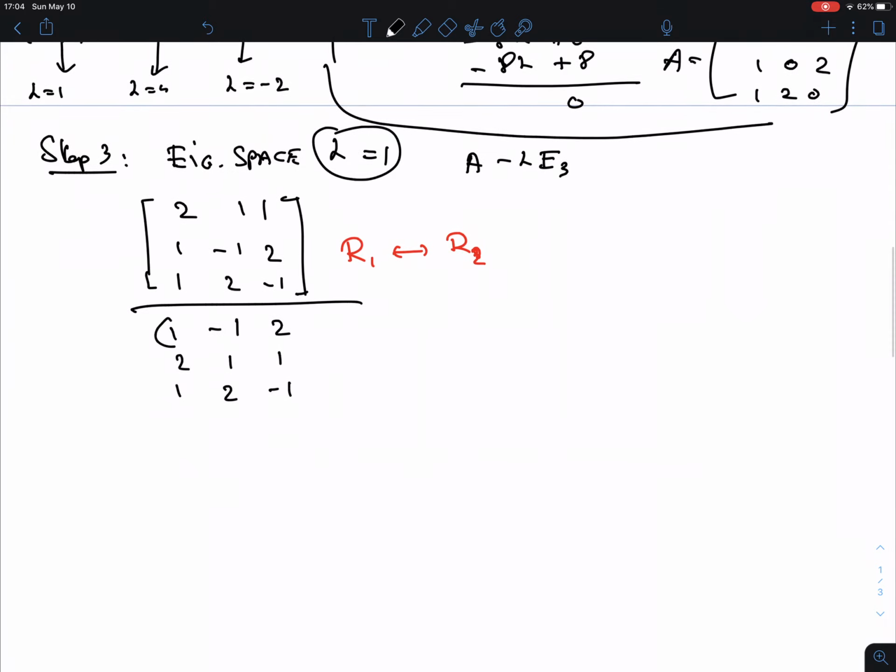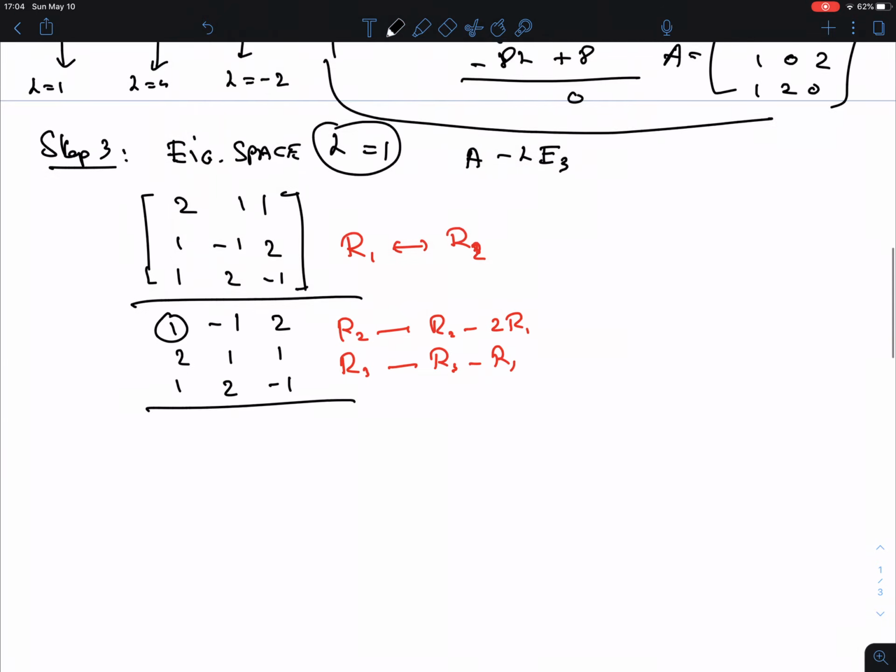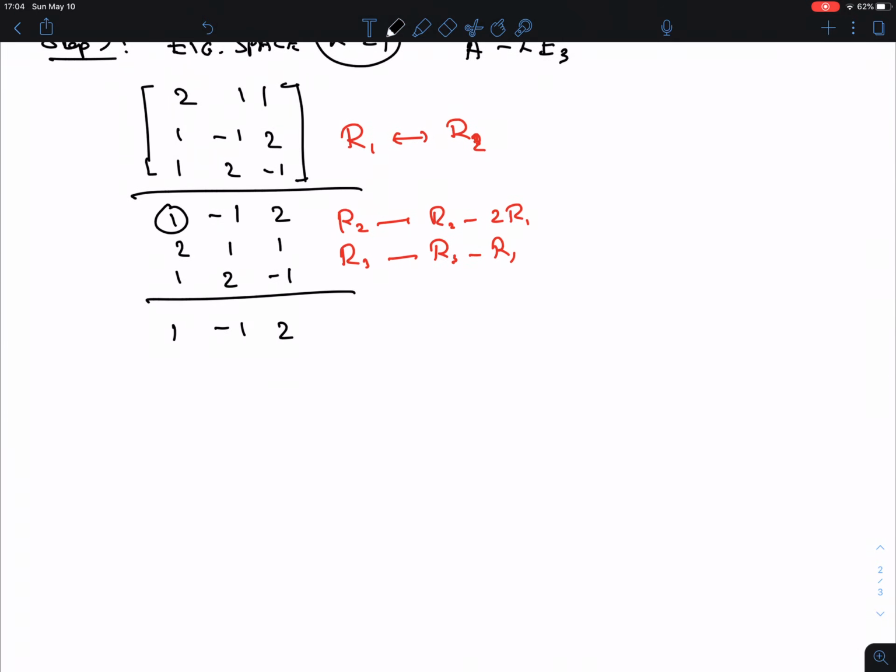Okay, this is now a pivot that I can use, and I do row 2 minus 2 times row 1, and row 3 minus row 1. This gives me 1, minus 1, 2. Then row 2 is 0, 3, minus 4 plus 1 is minus 3. And now for row 3, that's a 0, minus minus is 1 plus 2, that's 3, and minus 2 minus 1 is minus 3. Okay, let's see, I can divide row 2 by 3.